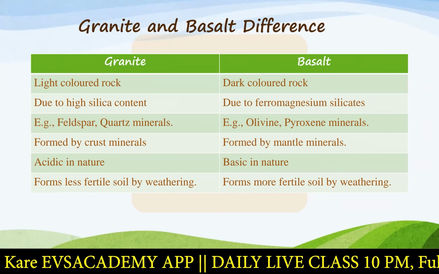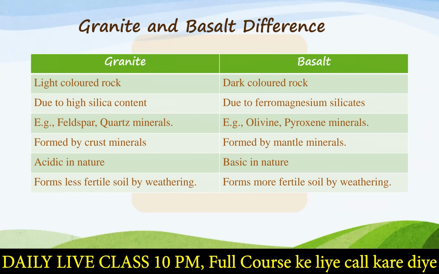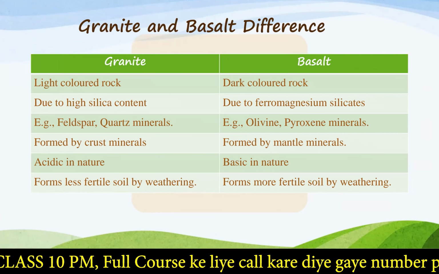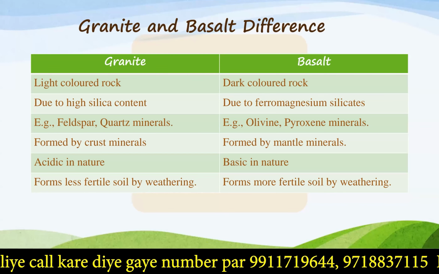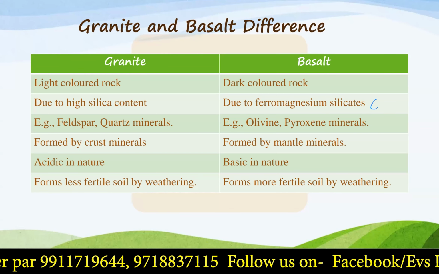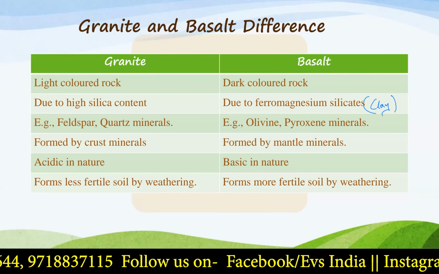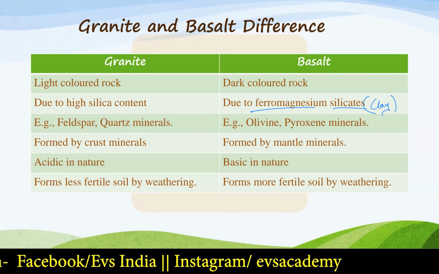So that's why it is very obvious that granite are the light colored rocks and basalt are the dark colored rocks. Granite are light due to the high silica content. Basalts are dark because of the high amount of ferromagnesium silicates, or you can say clay. Because clay is also made up of the same thing, ferromagnesium silicate. And we know that clay soil is darker in color.